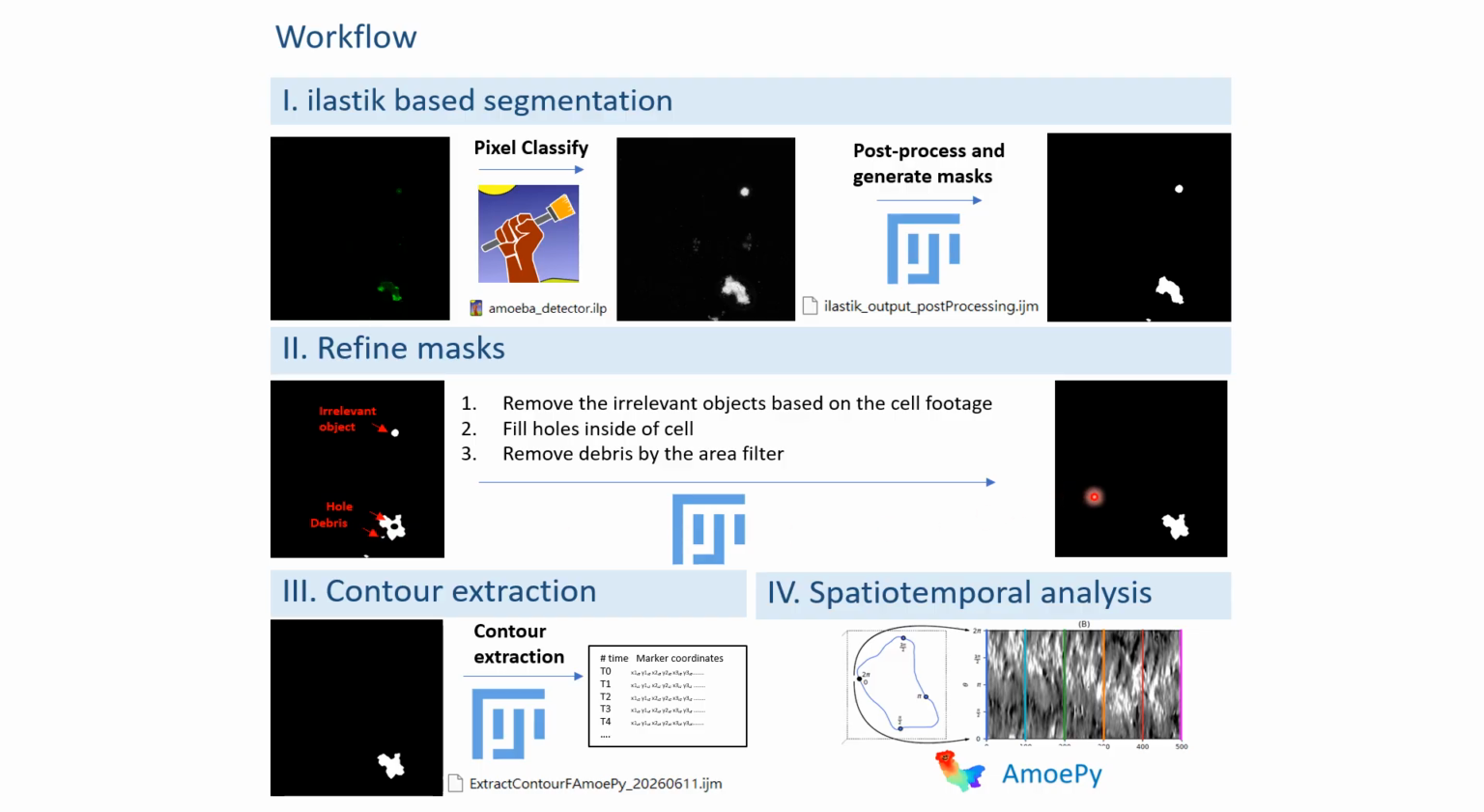Once masks are obtained, the third module extracts coordinates from the cell masks and converts them into a text file containing marker positions for every time point. These contours serve as the primary input for the final module, where AmoePy performs a spatiotemporal analysis of cell shape transitions.